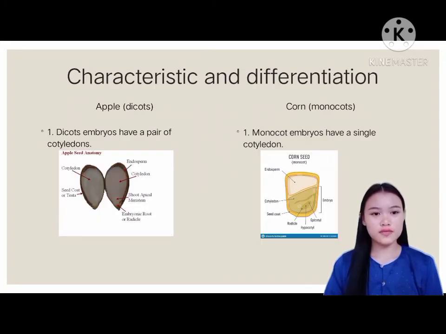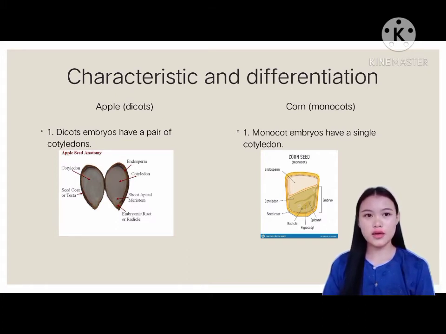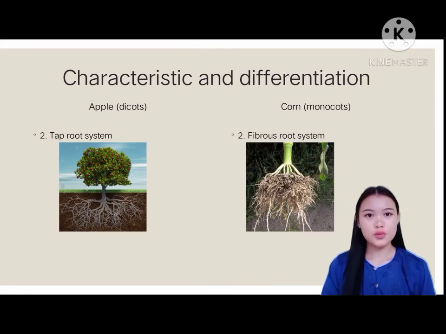Characteristic and differentiation between apple, which is dicots, and corn, which is monocots. Dicot embryos have a pair of cotyledons. Monocot embryos have a single cotyledon. Taproot system exists in apple tree, which is dicots. Fibrous root system exists in corn, which is monocots plants.